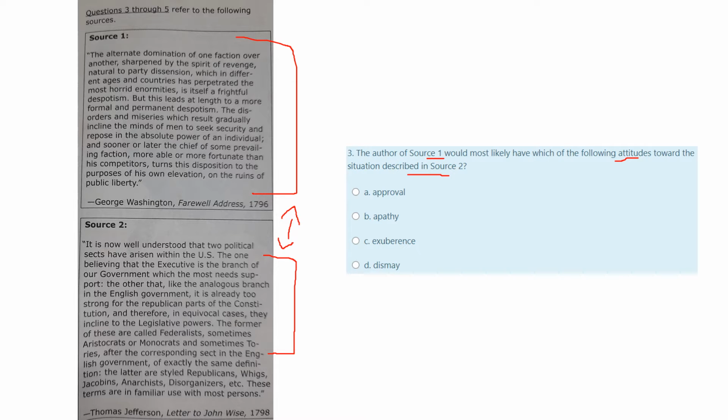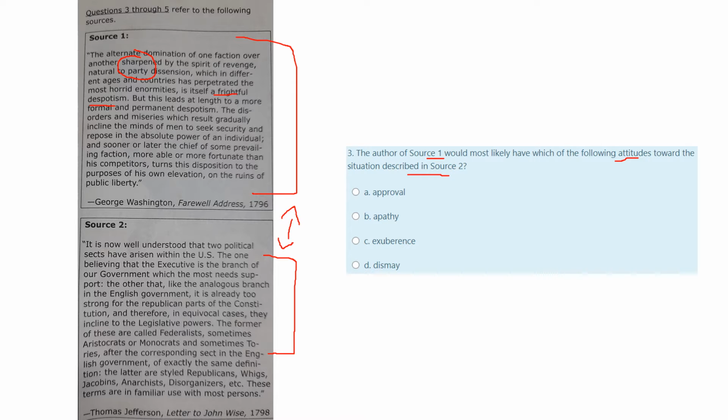The alternate domination of one faction, meaning a group, over another, sharpened by the spirit of revenge, natural to party dissension. So we're talking about parties and groups in which different ages and countries has perpetuated the most horrid enormities, is itself a frightful despotism. So this idea of different parties always trying to get revenge on the other party or undo what the other party did is like a dictatorship. This leads at length to a more formal and permanent despotism, dictatorship. So the party system leads to dictatorship.